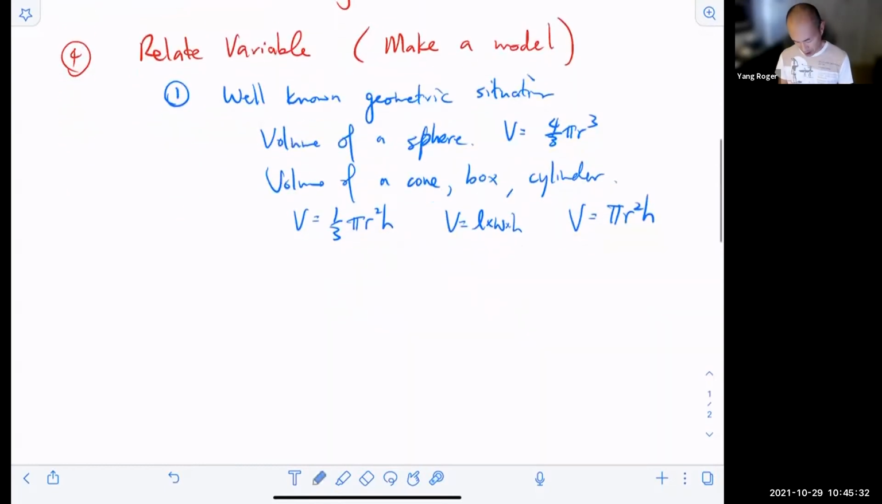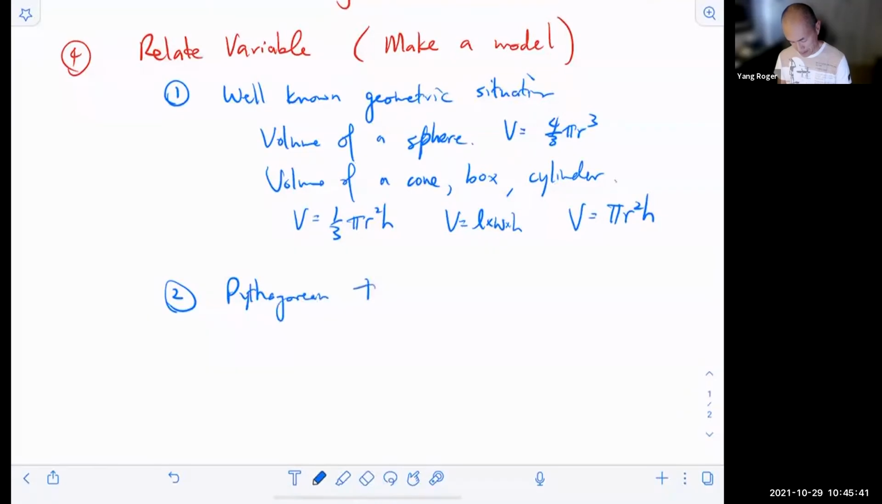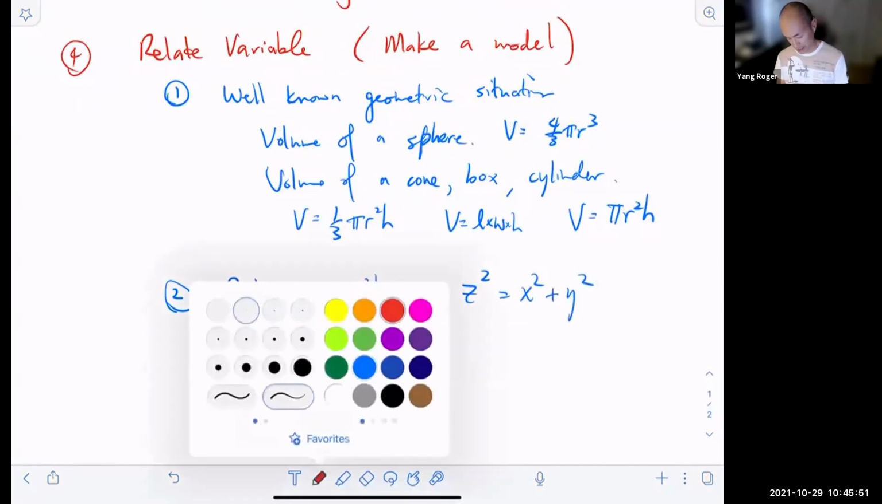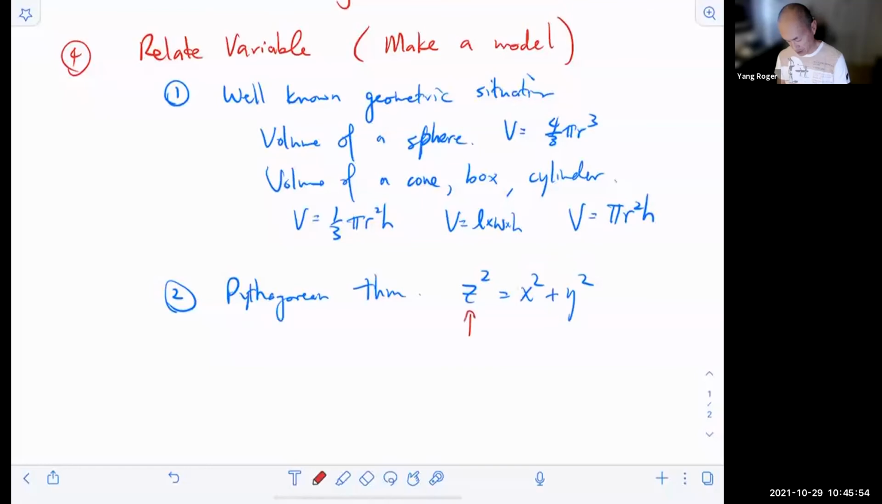What's another common model that we have? We have the Pythagorean theorem. This is very common. And that basically says the longest side z squared is equal to x squared plus y squared. So this is the longest side. This is the hypotenuse. Okay. That was example two.